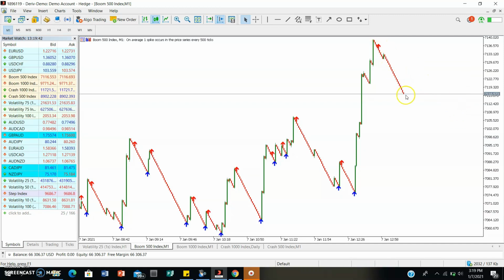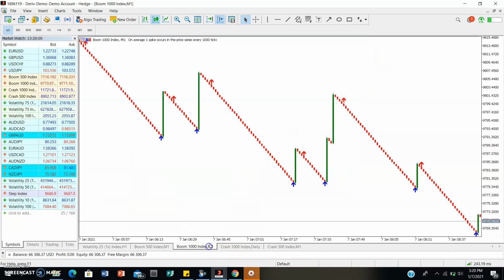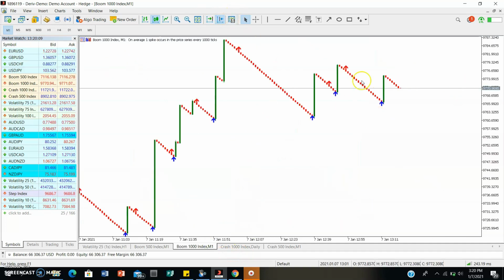Just imagine all these pips with a good lot size. You can buy a house, you can buy a car with a good lot size. You can do great things with this kind of lot size, right? So let's wait for this to start having this blue arrow flash, and then we'll see what I was talking about. Maybe let's look at Boom 1000.